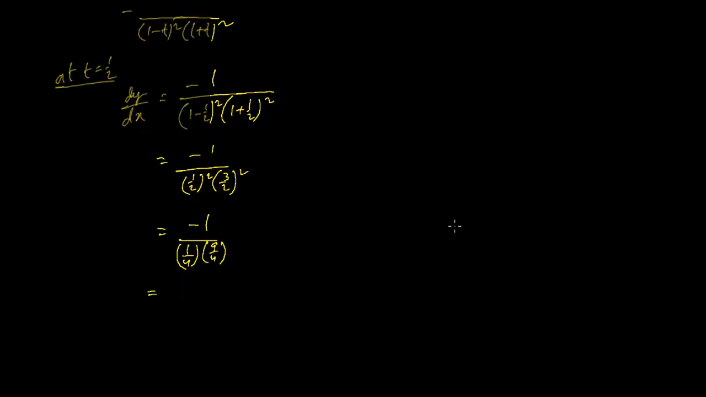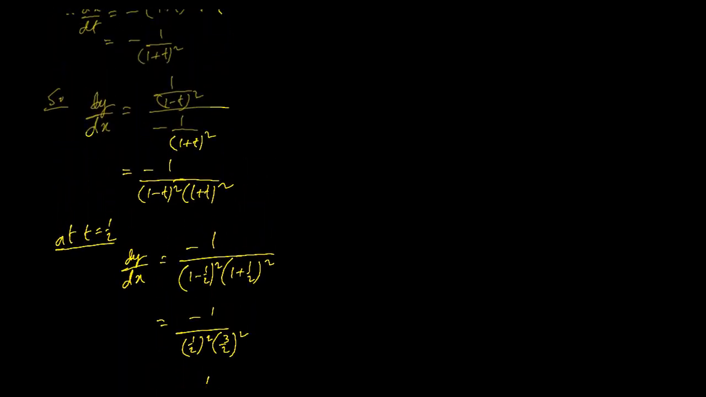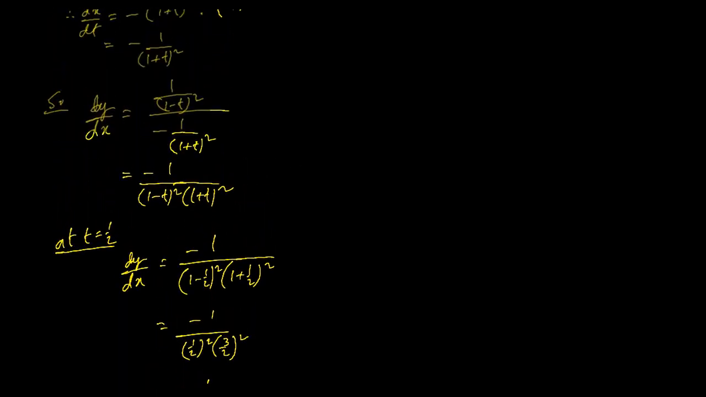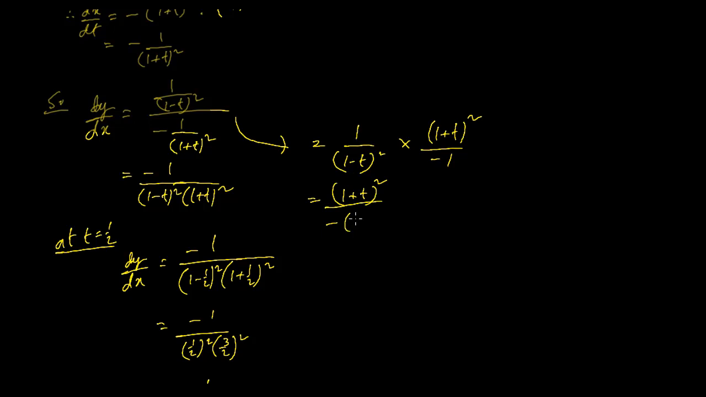I think there has been a mistake here. Okay, I found this mistake. This one should not be this, it should be 1 by 1 minus t whole squared into 1 plus t whole squared divided by minus 1. So when you divide, you just reverse the multiplication, so it should be 1 plus t whole squared divided by minus 1 minus t whole squared. Okay, this is a common mistake, so let me correct this.